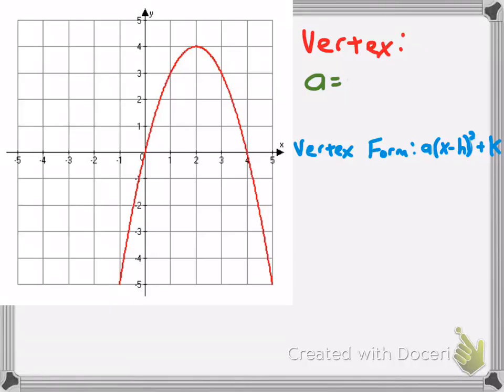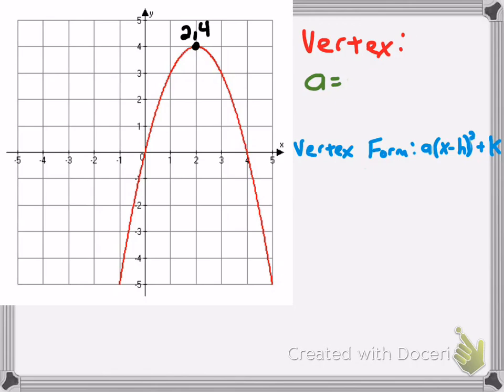Alright, for this video we will look at how to write quadratic equations by looking at their graphs. The first one we're going to look at is vertex form. First we need to find our vertex, which is at the very top or very bottom of your parabola. In this case it is at the point 2, 4.